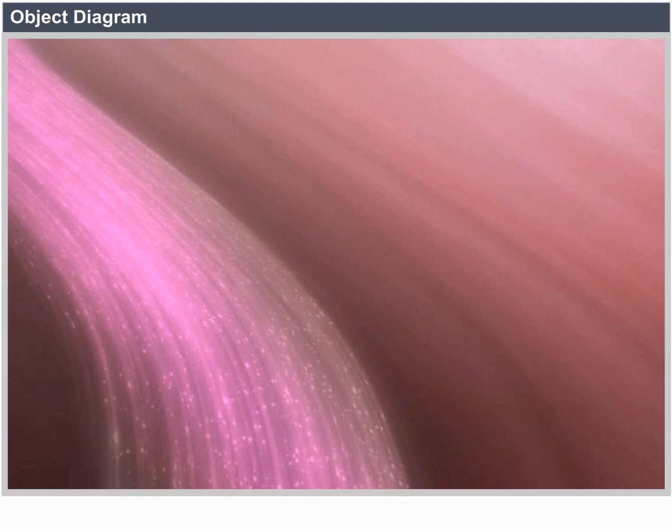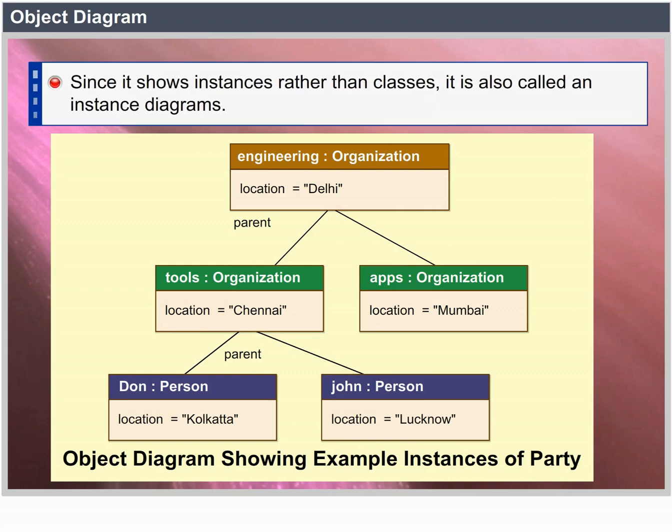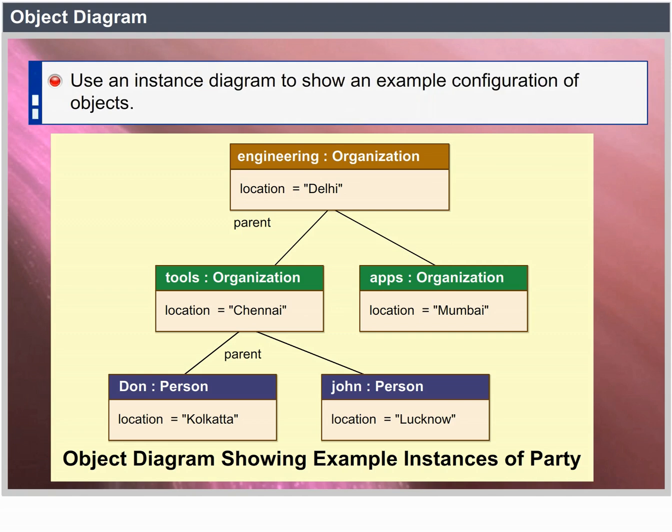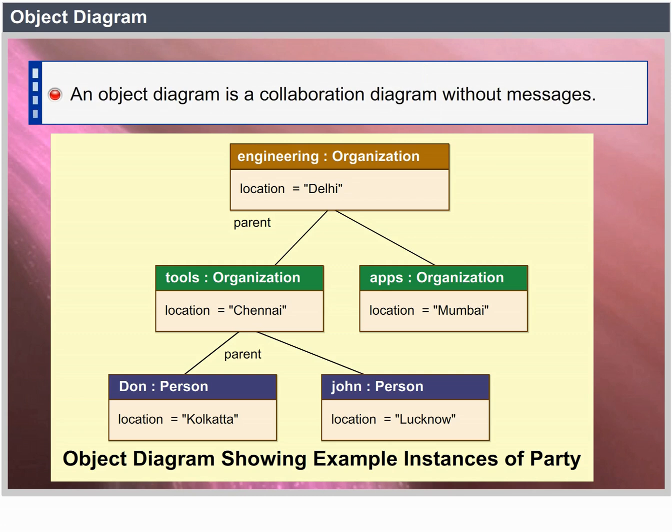Object diagram. An object diagram is a snapshot of the objects in a system at a particular point of time. Since it shows instances rather than classes, it is also called an instance diagram. Use an instance diagram to show an example configuration of objects. An object diagram is a collaboration diagram without messages.